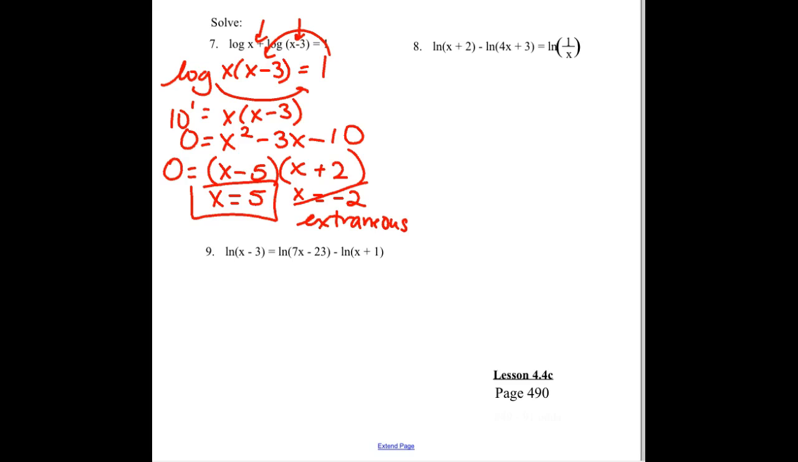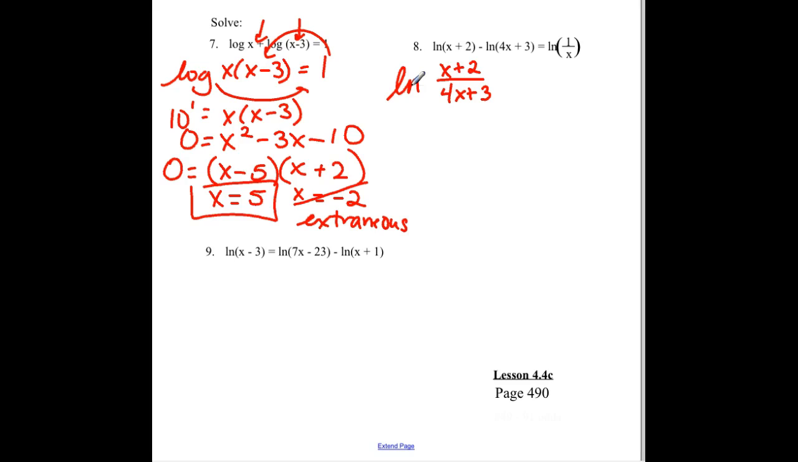All right, so looking at question 8 on the left side, we have 2 logs that are separated with what symbol? Subtraction. We have a log minus a log, and subtraction in logs condenses back into division. When we condense, we have 1 log in front, and then we have our division, our fraction piece. So we're going to have x plus 2 being divided by 4x plus 3. We okay with that side?